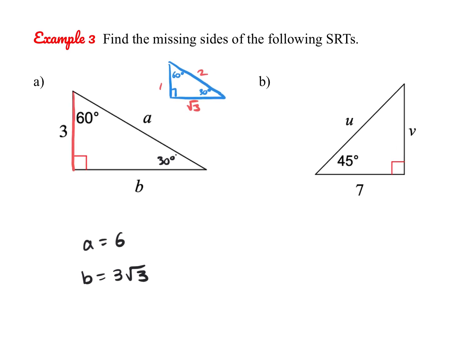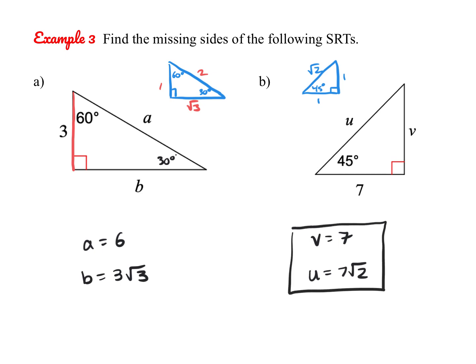All right, let's look at part B. So I'm going to draw my own little 45, 45, 90. I usually like to try to match the same orientation. And remember, it's always 1, 1, root 2. So here I see that these legs should be the same. So that means V is 7. And remember, to go from leg to hypotenuse, I multiply by root 2. So U is 7 root 2. So if you know your special right triangles and you know the relationships between the sides, these problems are super quick and easy.